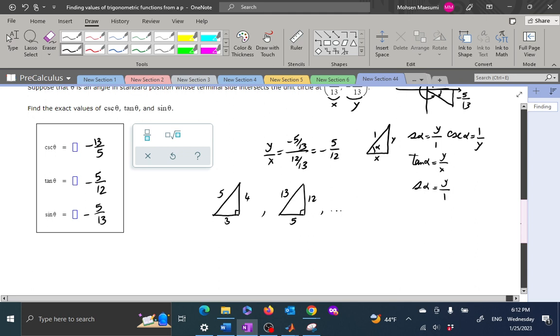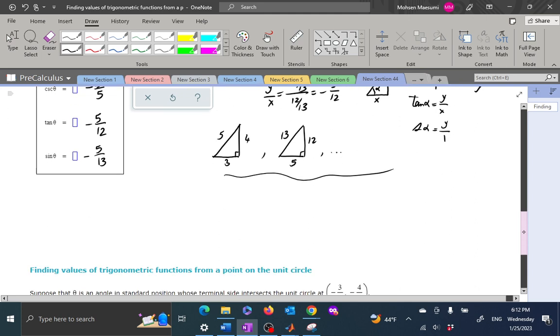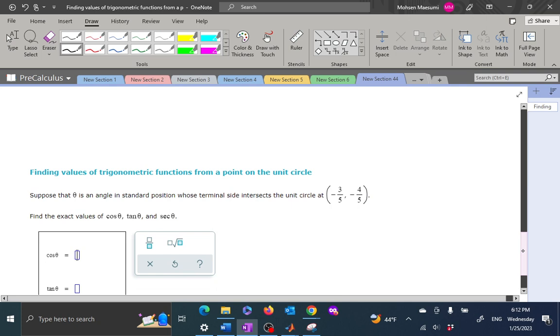If you are interested in mathematics, you want to perhaps read about it or write an article about it. Okay, another example, minus 3/5, minus 4/5. Again, remember this is x and this is y.